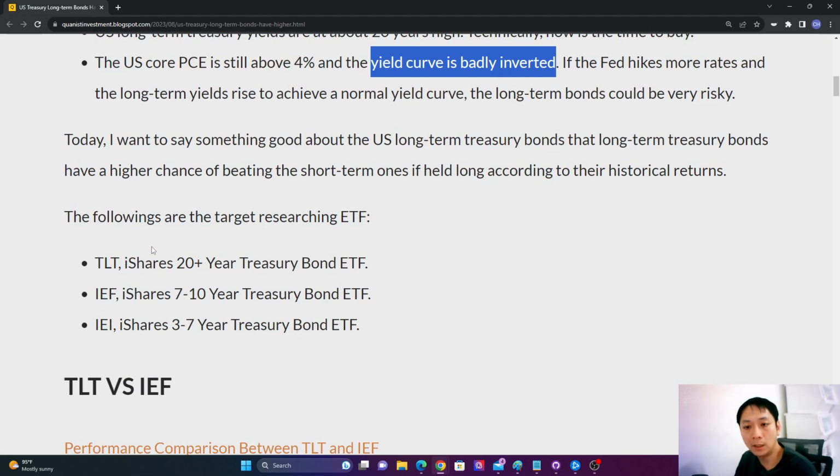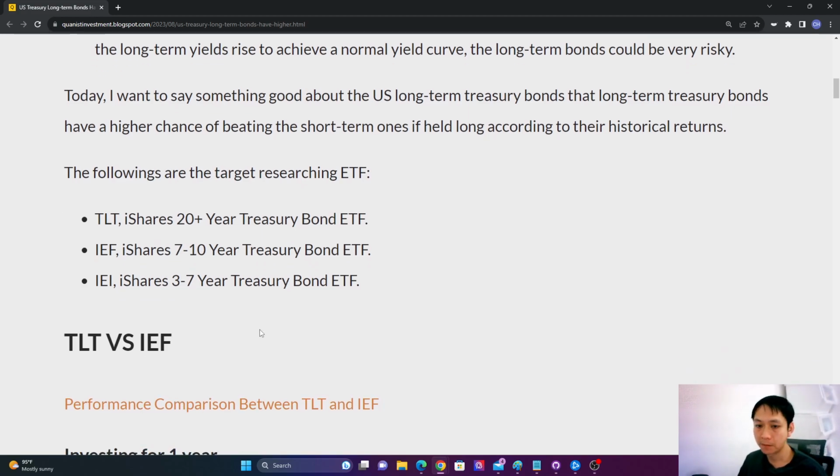So the study today's ETFs are the following: the TLT, IEF, and IEI. The TLT represents long-term bonds, while the IEF and the IEI are the midterms. IEI is not short term, it's still above 3 years long. It's not so short.